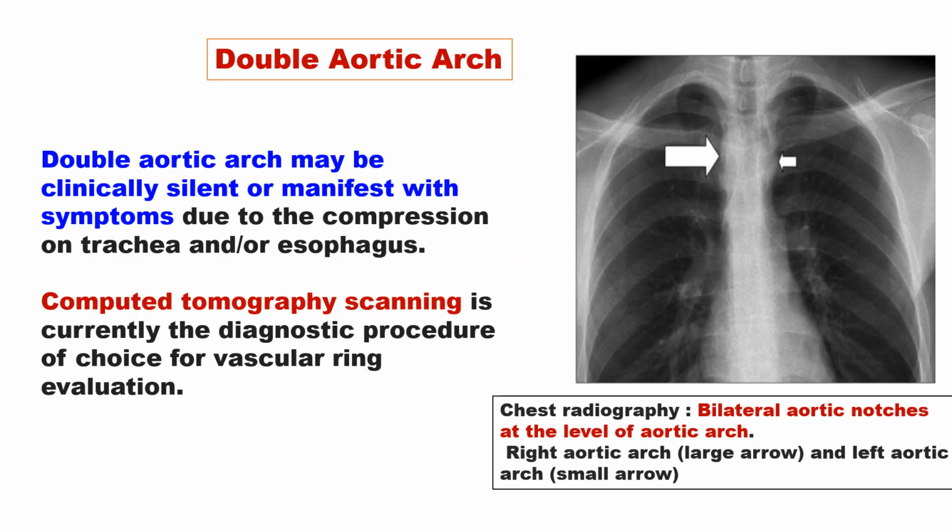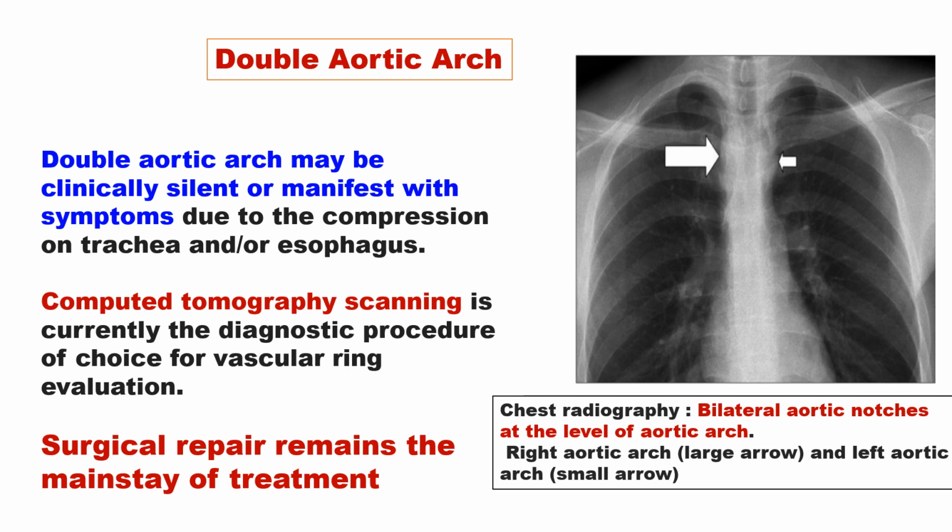Double aortic arch may be clinically silent or manifest symptoms due to the compression of trachea and esophagus. Computed tomographic scanning is currently the diagnostic procedure of choice for vascular ring. Radiological pictures showing bilateral aortic arches at the level of aortic arch, the right is the large arrow, the left is a small arrow. Treatment is mainly surgical repair, which is the mainstay.